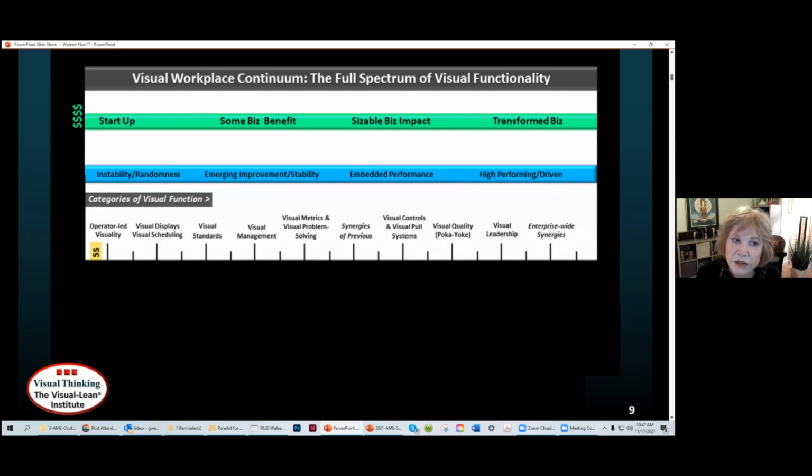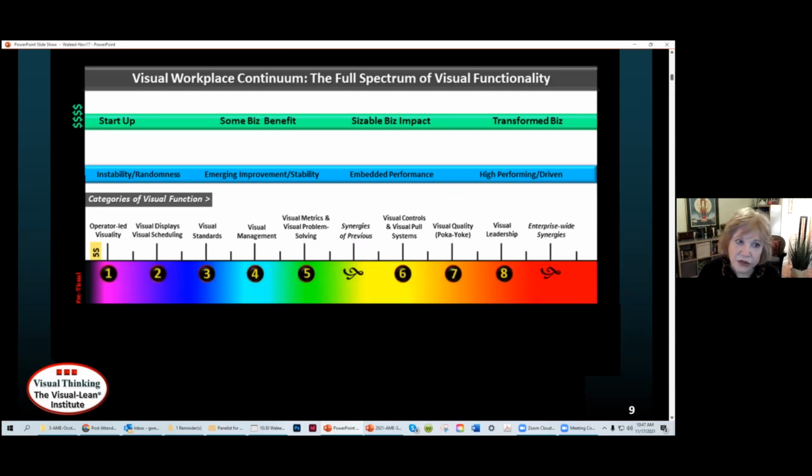Here are the categories of visual function. There are about 8 of them. I want you to notice these pieces in the center that say synergies of the previous. That means these work together and they move us up the scale. These work together, and this is enterprise-wide synergies. But let's just look at them. There's another construct that I use to explain this. Some of you may know the 10 doorways. We'll look at that in a moment.